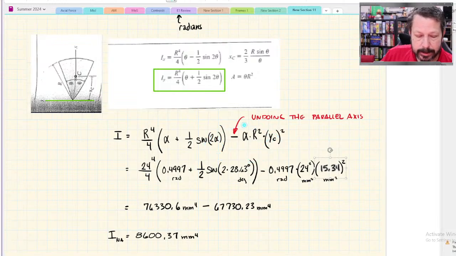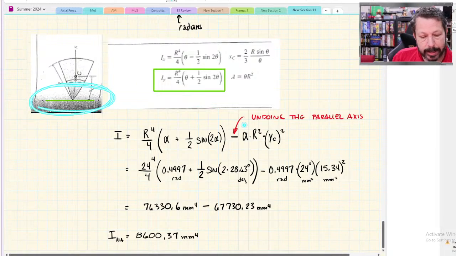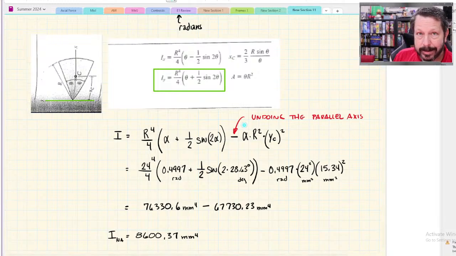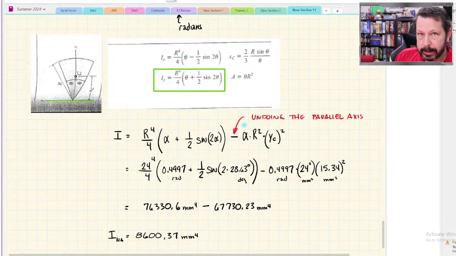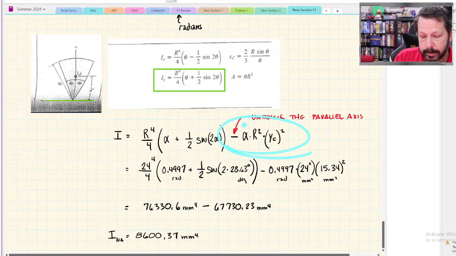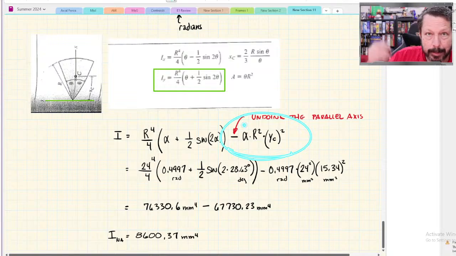How I knew I needed to do that is because when they gave me this equation for IY, and you look at where the y-axis is, the y-axis isn't through the centroid, and I need the centroid moment of inertia, not this y-axis moment of inertia. So I knew that I needed to undo the parallel axis theorem. This equation was generated by taking the moment of inertia about the centroid and applying the parallel axis theorem to it, which means adding Ay squared. So all I did is I took this equation and subtracted Ay squared to get back to the neutral axis.